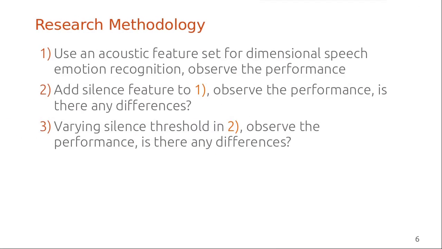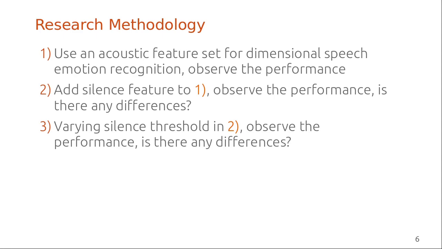To answer that research question, we developed the following three methodologies. First, we evaluate an acoustic feature set without silent feature and observe the performance. Then, in the second, we add a silent feature to the previous feature set and again observe the performance. Is there any difference in performance compared to the first step? And third, since threshold factor is important in silence, we evaluate the different threshold factors. In the second step, we use a fixed threshold factor, and then we change it. Is there any difference in performance?